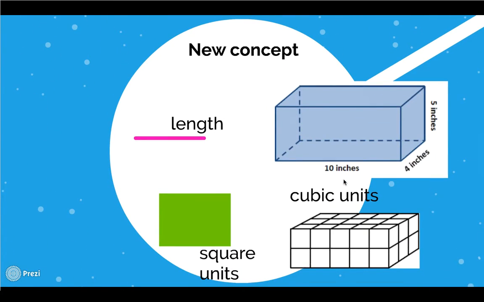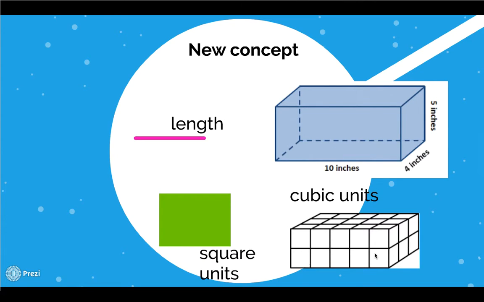Here's your new concept. You guys have already been doing a little bit of volume, but here's what we know. When we measure a line, we measure the length of the line. When we measure the inside of, say, a rectangle, we measure in square units. When we measure a rectangular solid, we are going to be measuring in cubic units. This is something you guys have seen before.